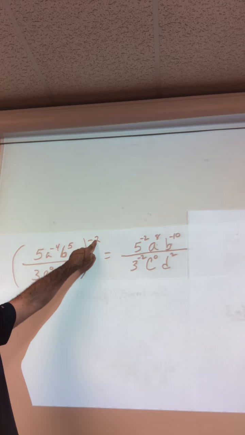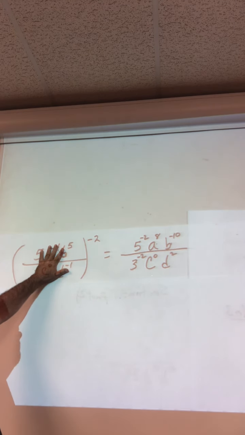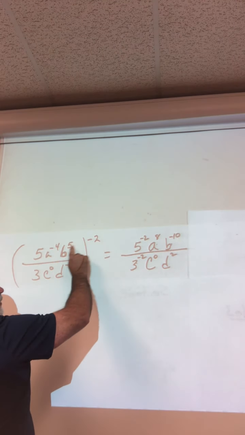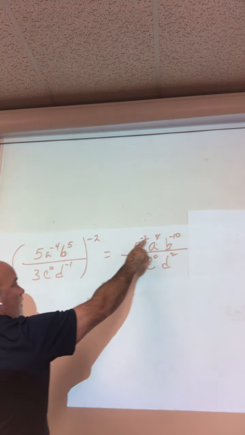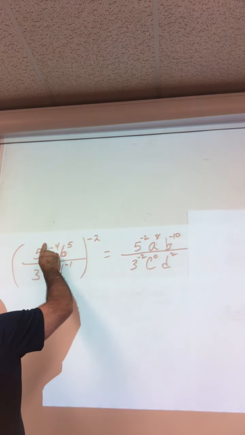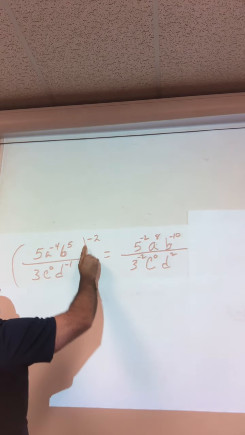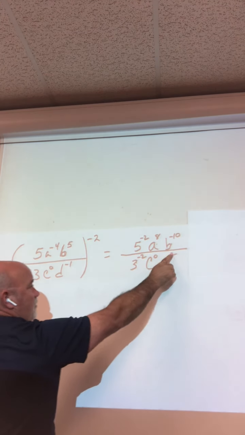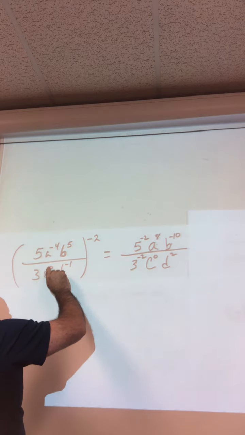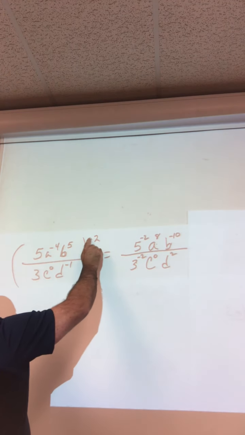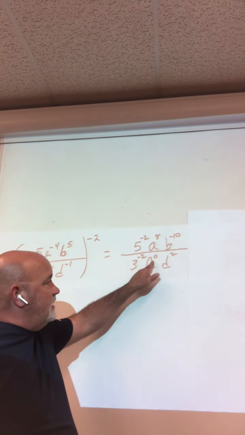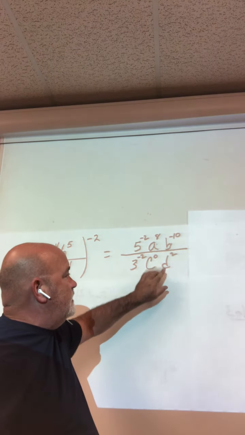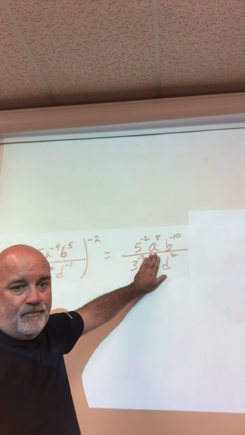Outside power, all multiplying and dividing. Negative 2 times that exponent, negative 10. Negative 2 times that exponent, positive 8. Negative 2 times understood 1, negative 2. Negative 2 times negative 1, positive 2. Negative 2 times 0 is 0. Negative 2 times understood 1, negative 2. C to the 0 is 1, so I don't have to write it.